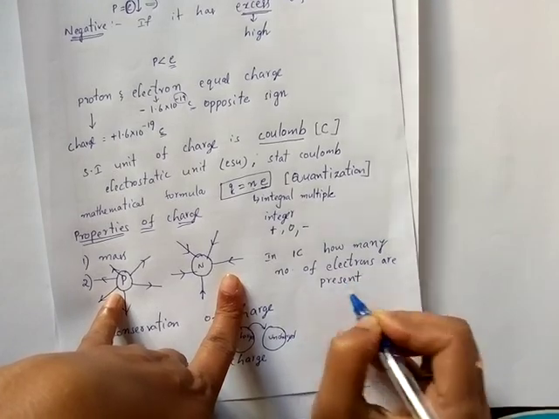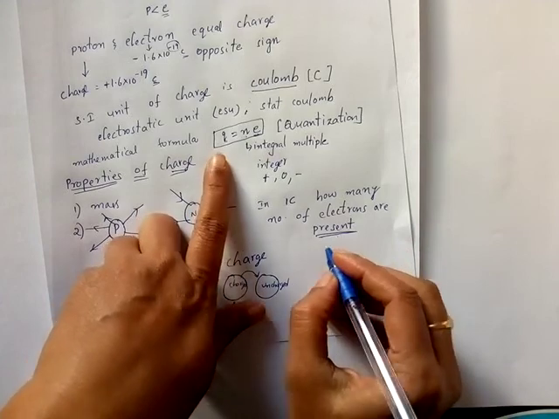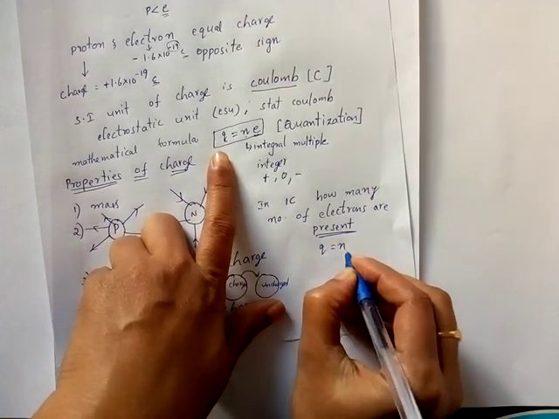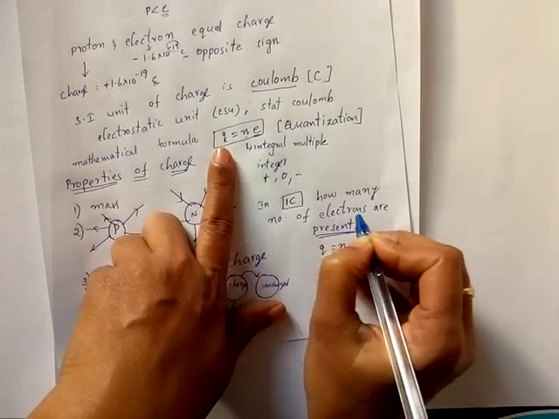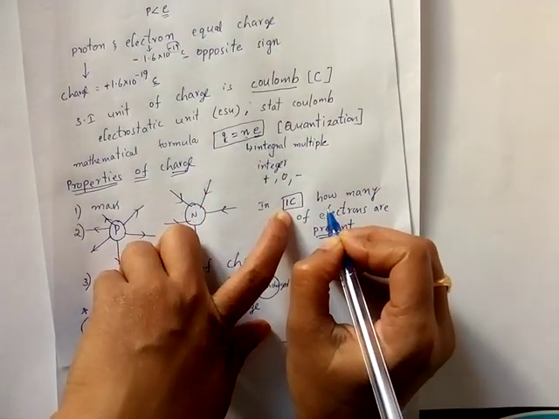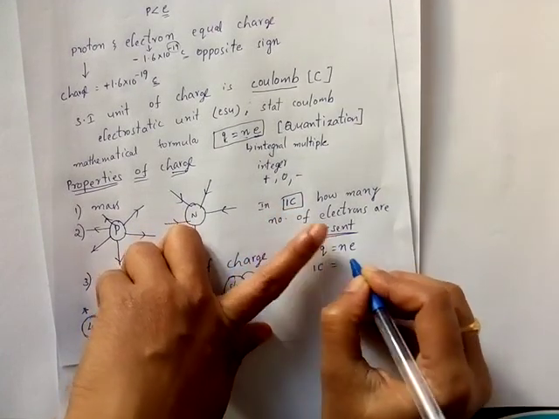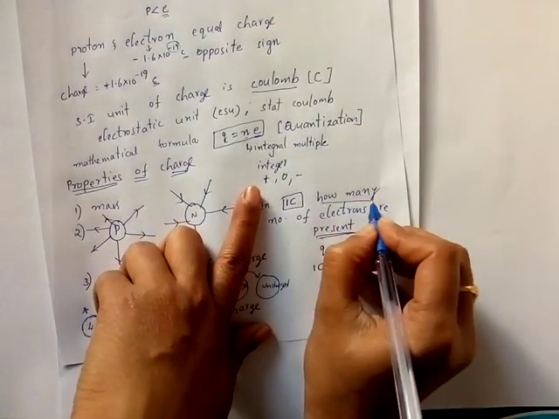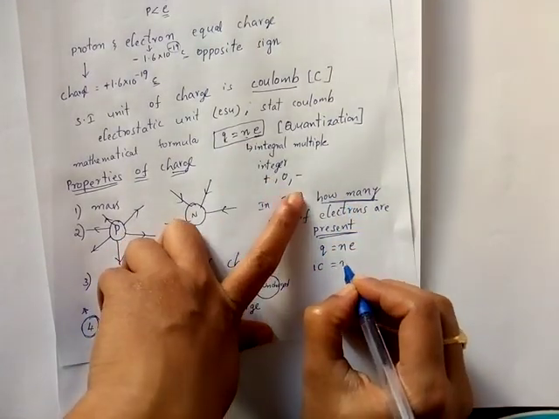So this one we will learn now. So what formula you will use? This one. Q is equal to Ne. In this, what they have given? 1 coulomb of charge. So charge is how much? 1 coulomb is equal to N. This is what they are asking you to find. How many? So how many number? N you have to find.